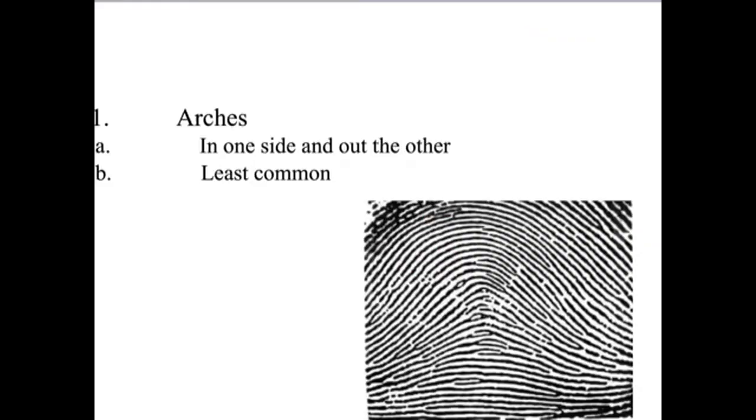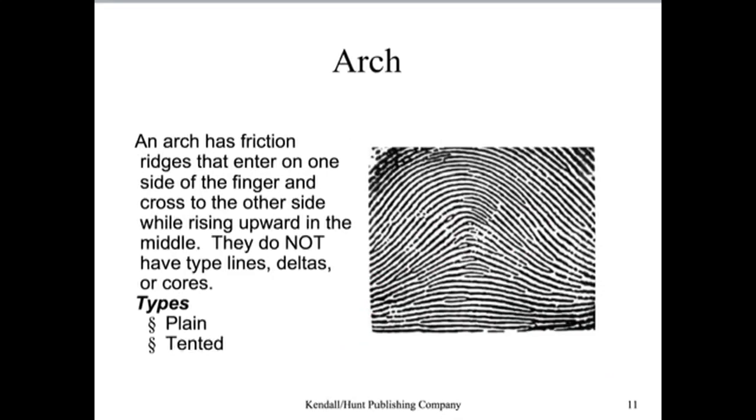Arches. So these are the least common of all the types. Loops were the most common. Whorls were second, and then arches by far and away the least common. This is where the ridge patterns go in one side and then just straight out the other side. There are two types of these, and the two types are plain versus tented.